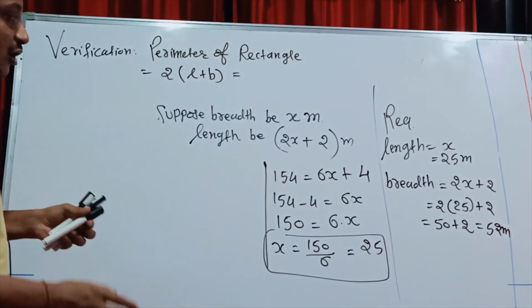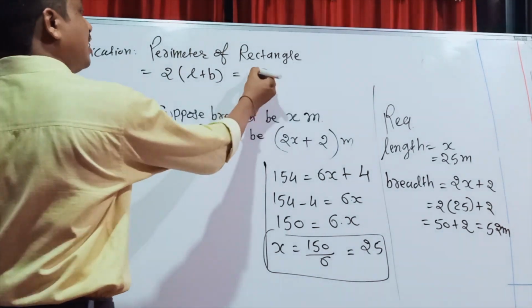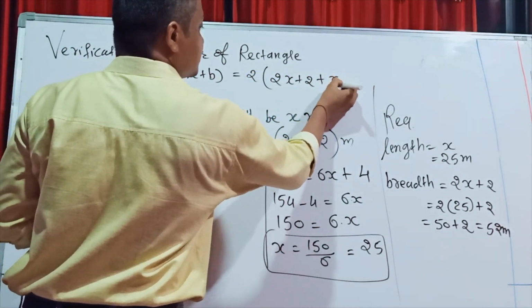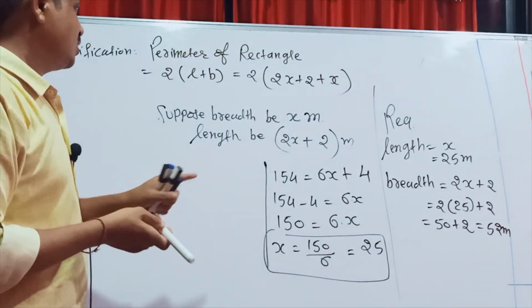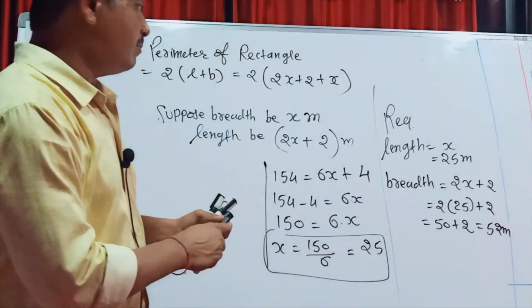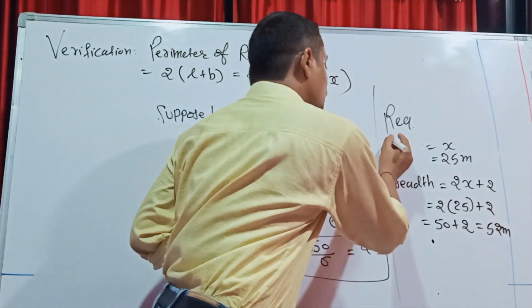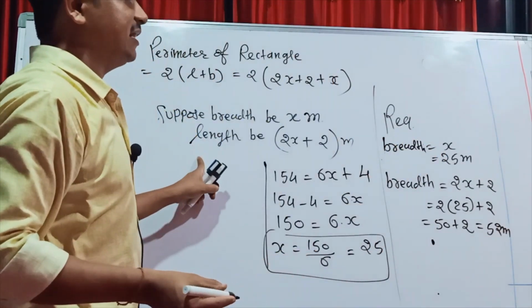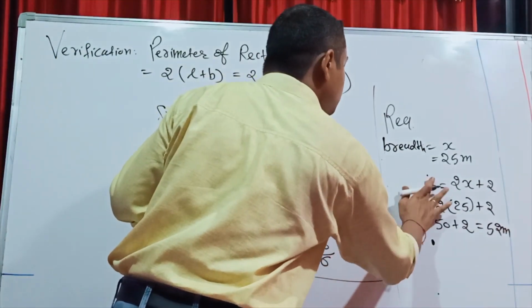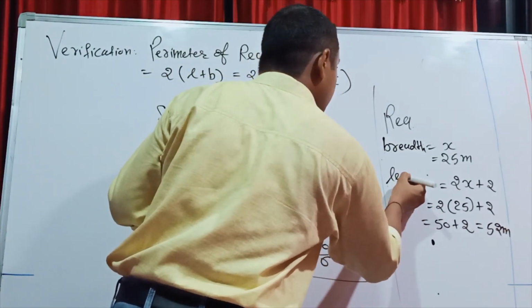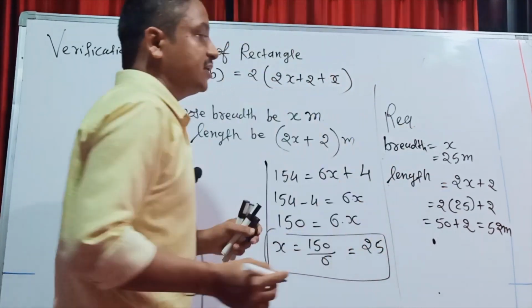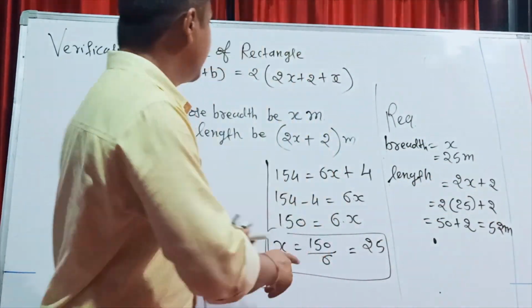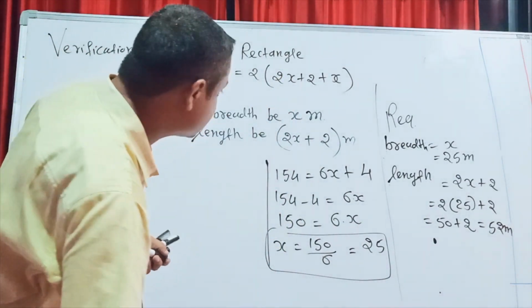Yes, definitely, because already I took the length as how much? 2x plus 2, and breadth as how much? x. So students, just here my mistake: breadth here is x. Sorry, because I took breadth as x and length as 2x plus 2. So here I am just correcting. My mistake students, breadth is x, so 25, and length is 2x plus 2, and apply here the total addition.